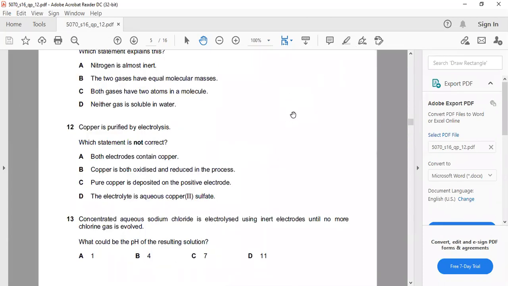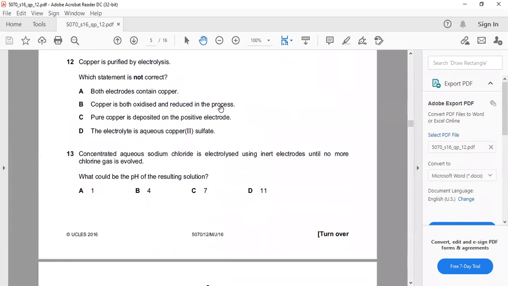Number 12 is purification of copper metal by electrolysis. Okay. So, for "not correct" questions, I say whenever you see "not", just circle it. Copper is purified: one electrode is impure and one is pure. On the pure one you get deposit, and the impure metal dissolves.